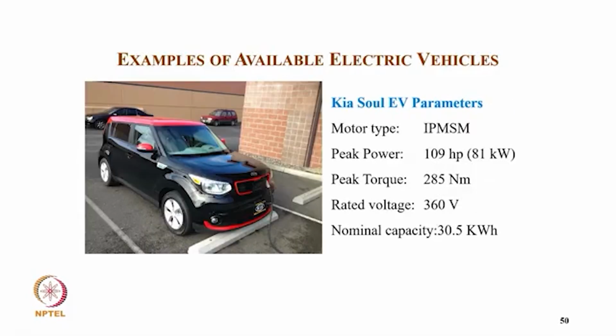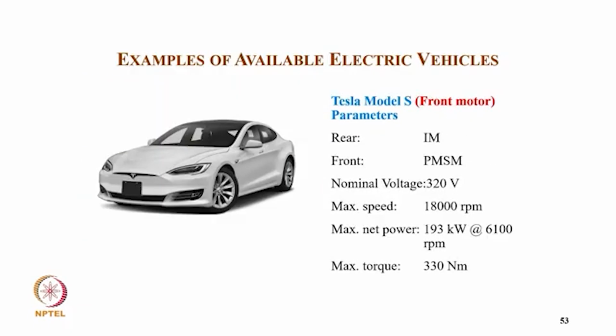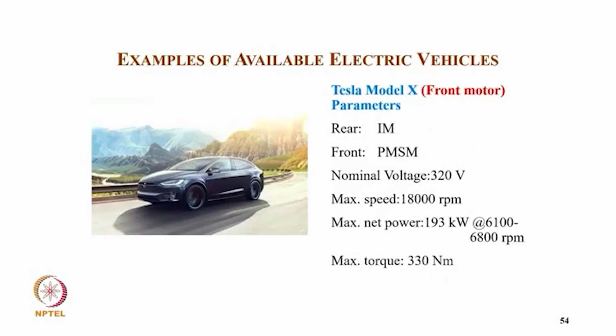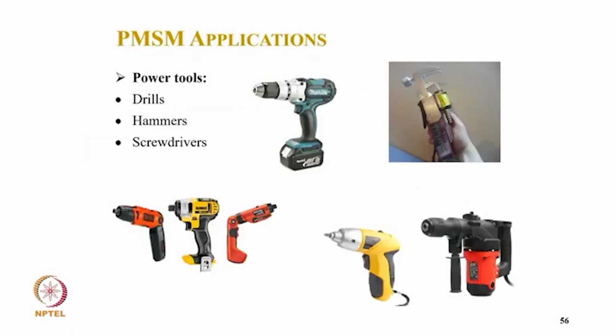Then the Kia Soul also uses an interior permanent magnet synchronous motor, and another model of the Kia Soul. For the Tesla model, of course, they use a permanent magnet synchronous motor for the front motor. However, they still use an induction motor at the rear. Then another Tesla model they also use, and the Kia e-Niro also uses a permanent magnet synchronous motor. So a lot of electric vehicle manufacturers are using this.